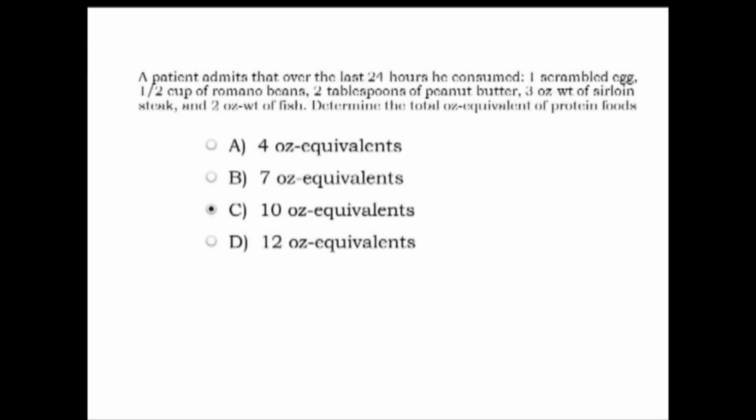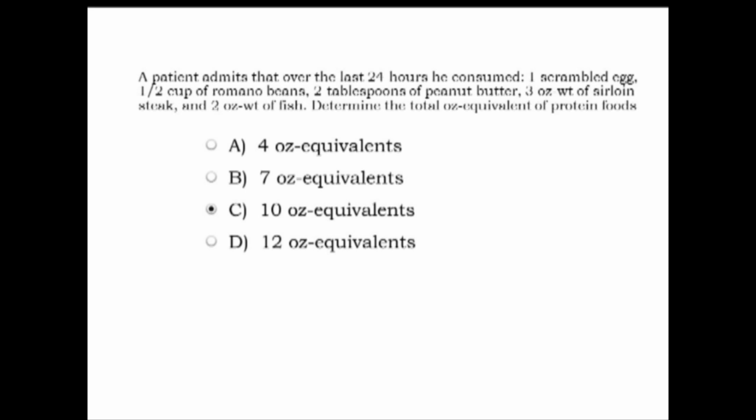Next question. A patient admits that over the last 24 hours, he consumed 1 scrambled egg, a half cup of Romano beans, 2 tablespoons of peanut butter, 3 ounces of sirloin steak, and 2 ounces of fish. Determine the total ounce equivalent of protein foods.